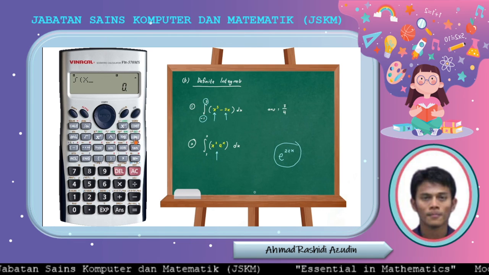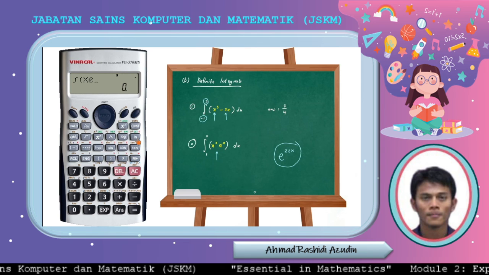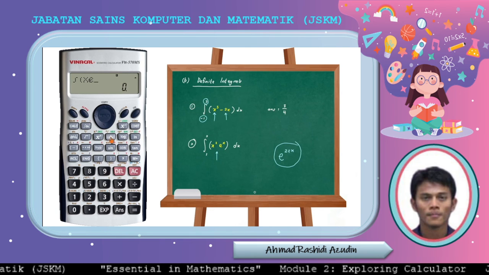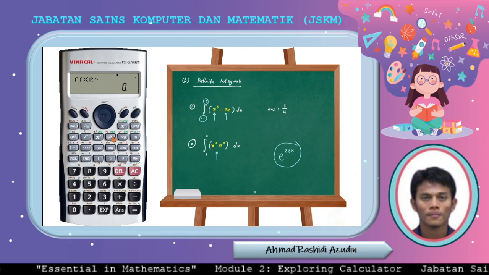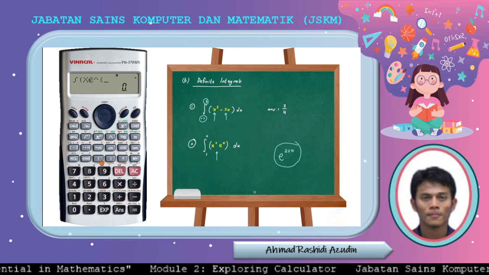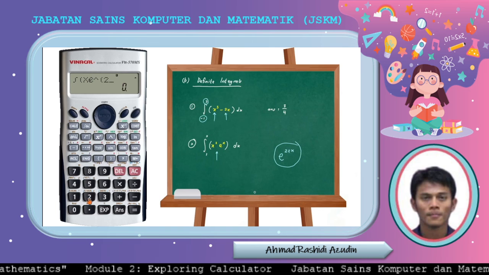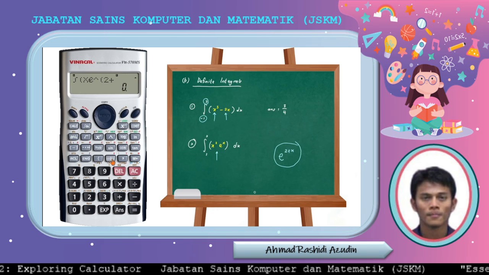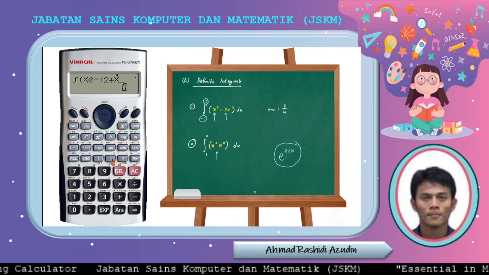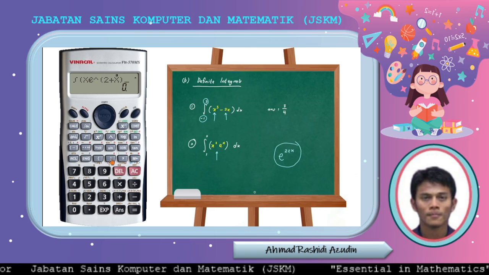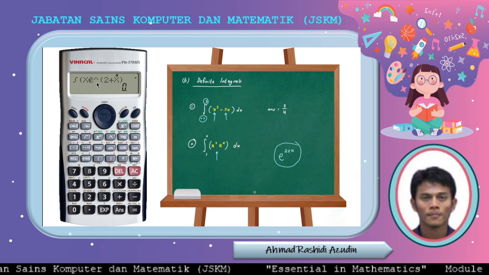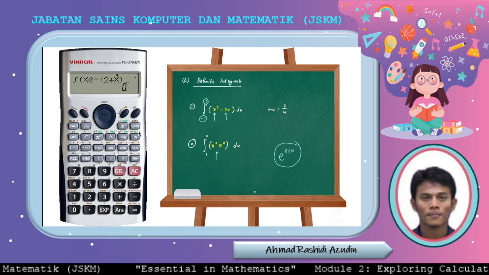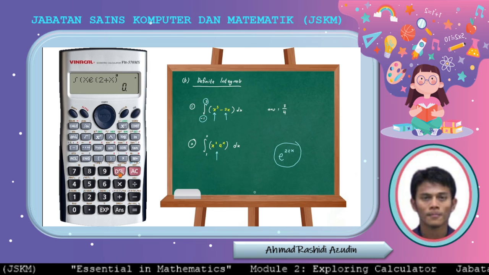Press alpha and then press this button. As when using this function or this feature, we need to use this symbol to indicate that we are going to include the power for e, and then press this open bracket, press 2 plus alpha and then this button to display the variable x, then press again to close the bracket. So this is how we key in the function for e to the power of 2 plus x using the calculator under this feature.